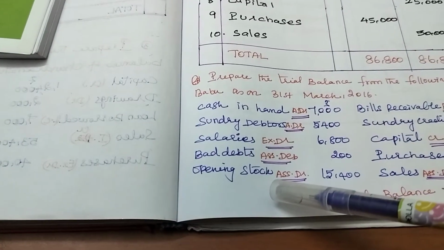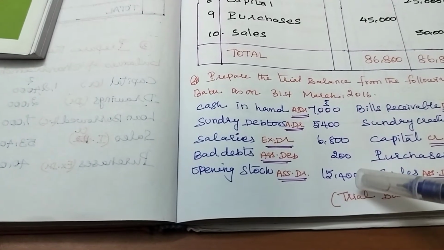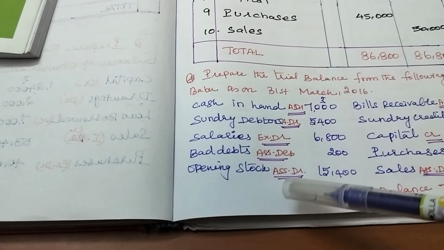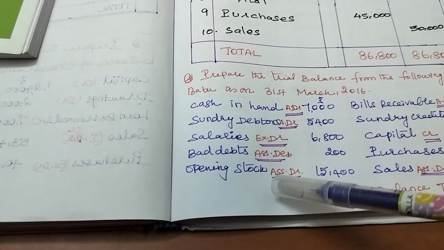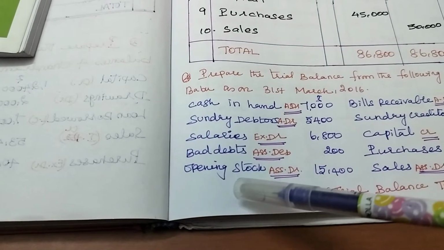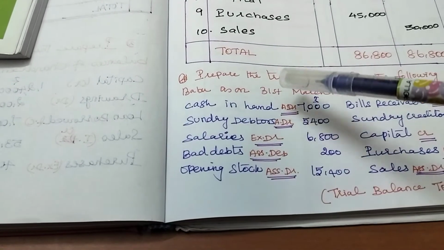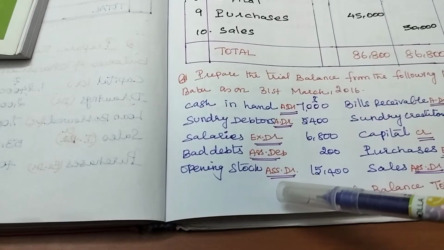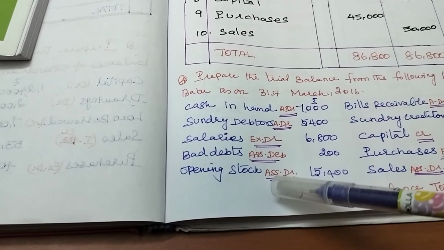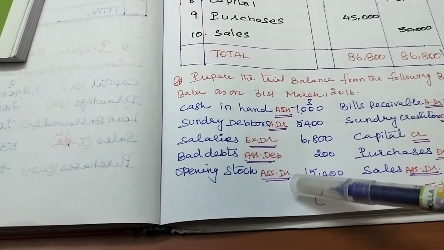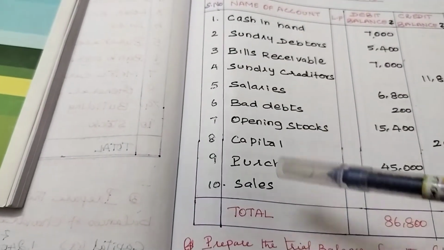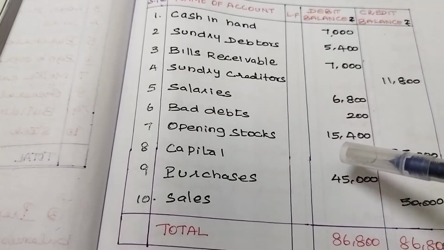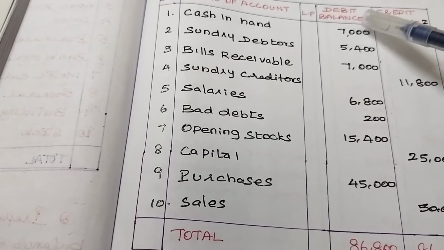Then opening stock 15,400 rupees. Opening stock, that means the stock of the current accounting period. This is the opening stock of Babu's trial balance. Stock comes under asset accounts. Whenever an asset account increases, we debit the asset account. So opening stock 15,400 is entered on the debit side.